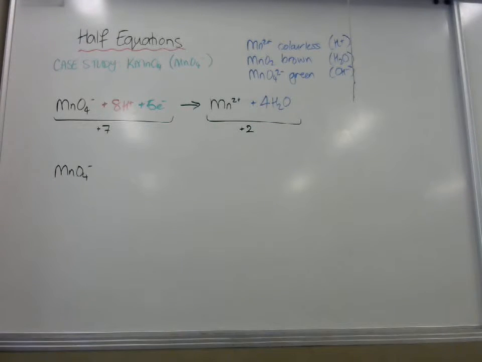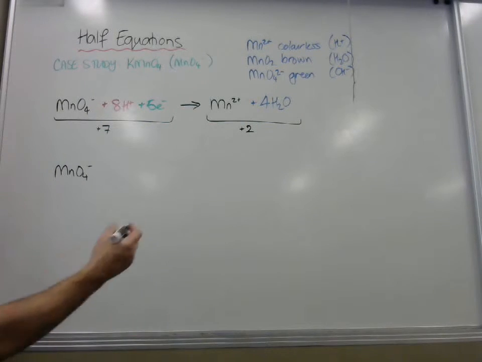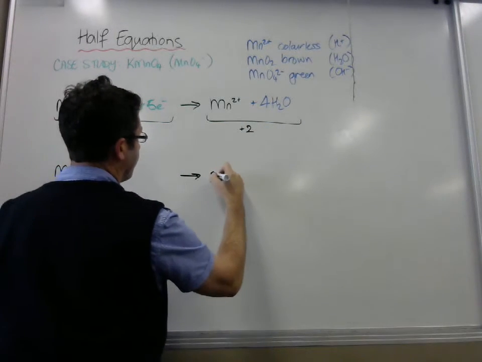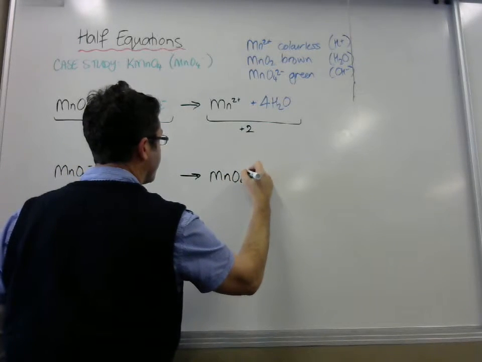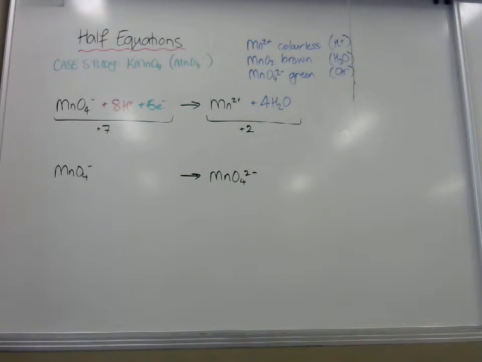Which one of those is green? Cool, MnO4 2 minus. Which is our green stuff. And that could only happen because we had lots and lots of hydroxide ions. If not, this would probably happen.